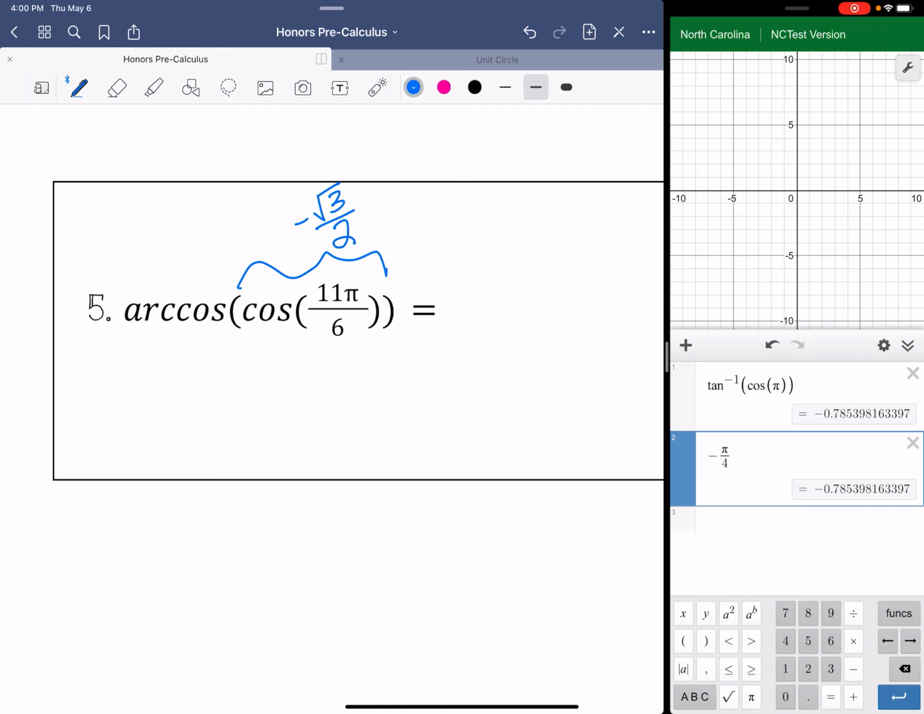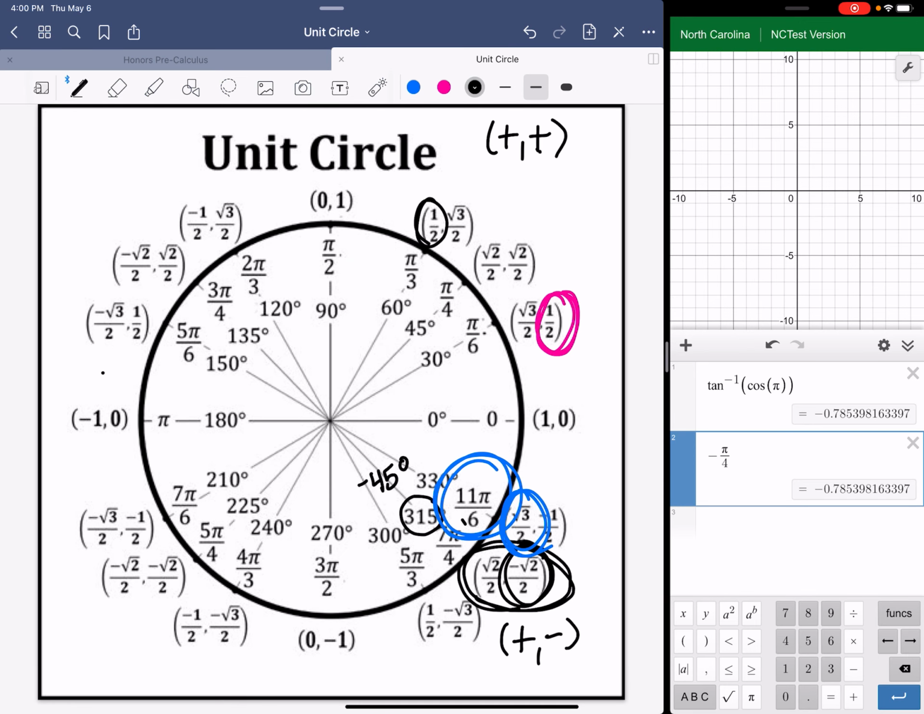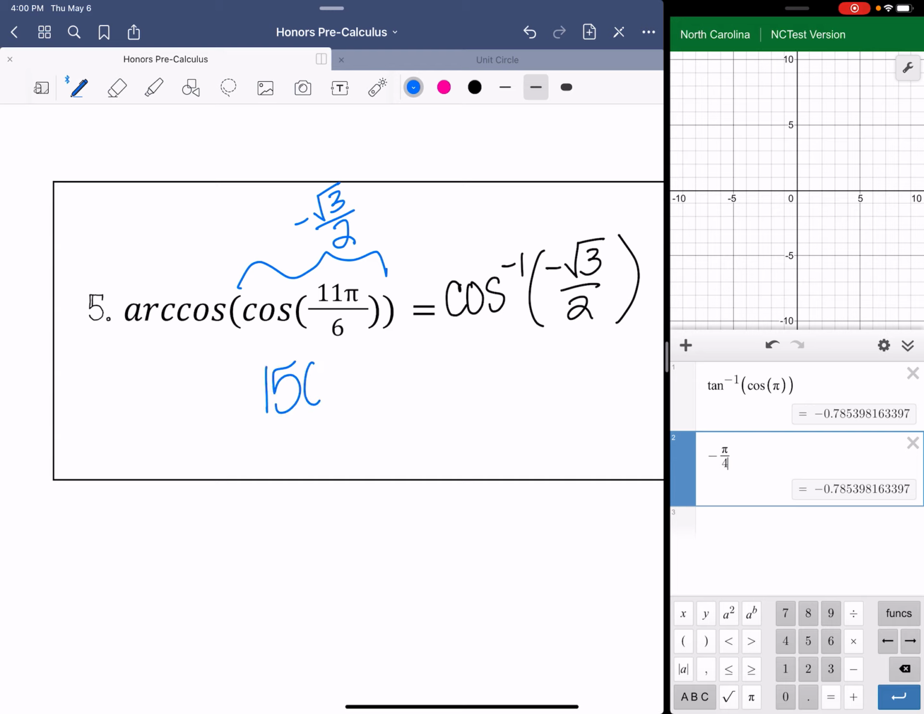Now we're going to find the cosine inverse of negative square root of 3 over 2. So we're going to go find, in 1 and 2, the cosine of negative square root of 3 over 2, which is right here, and that is going to be 150 degrees, or 5 pi over 6.